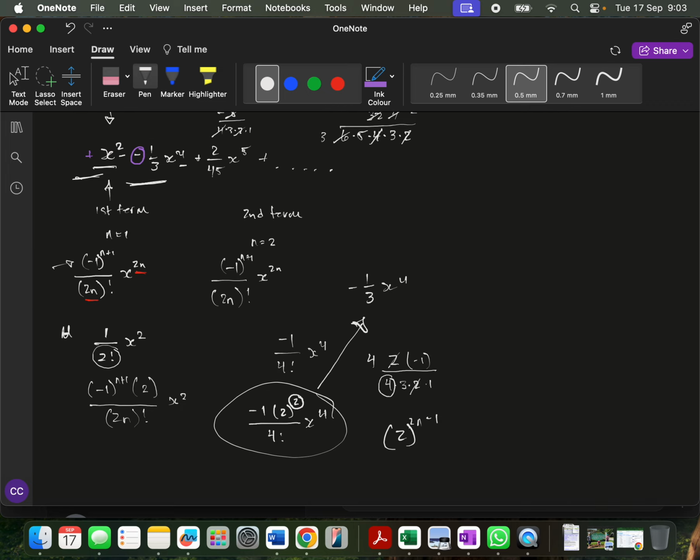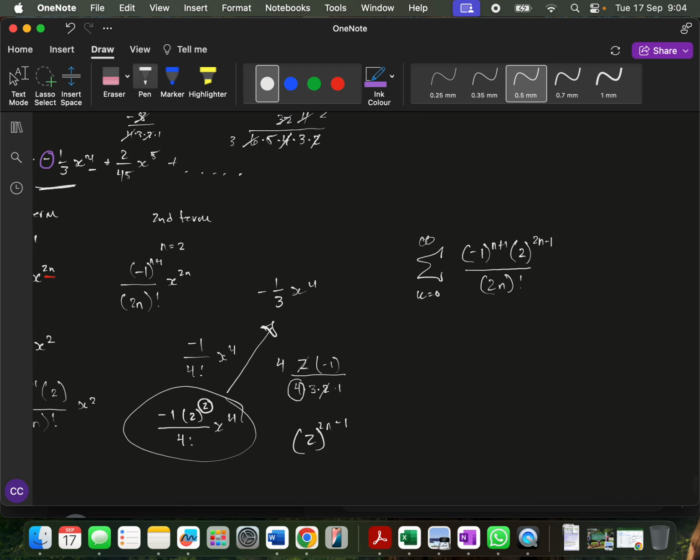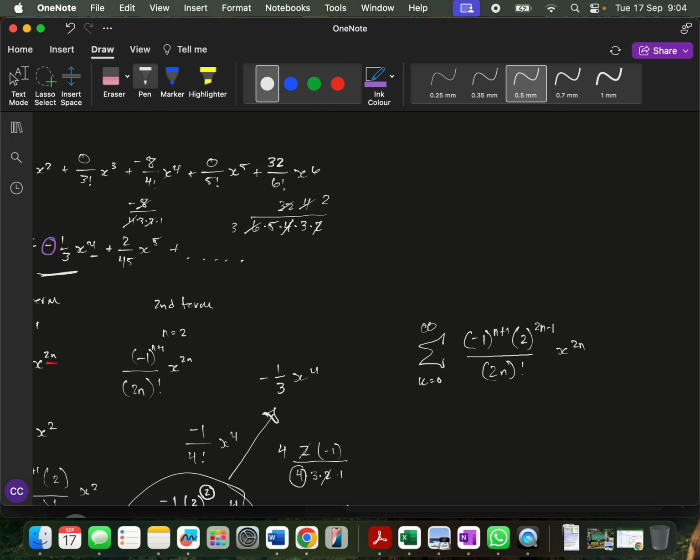So that would mean that my sum is going from k equals 0 all the way to infinity. Actually, I'm starting with k equals 1. No, k equals 0. That's fine. And I need this to be -1 to the n plus 1 times 2 to the 2n minus 1 all over 2n factorial, and then this is x to the 2n. And that will give me each one of these steps.